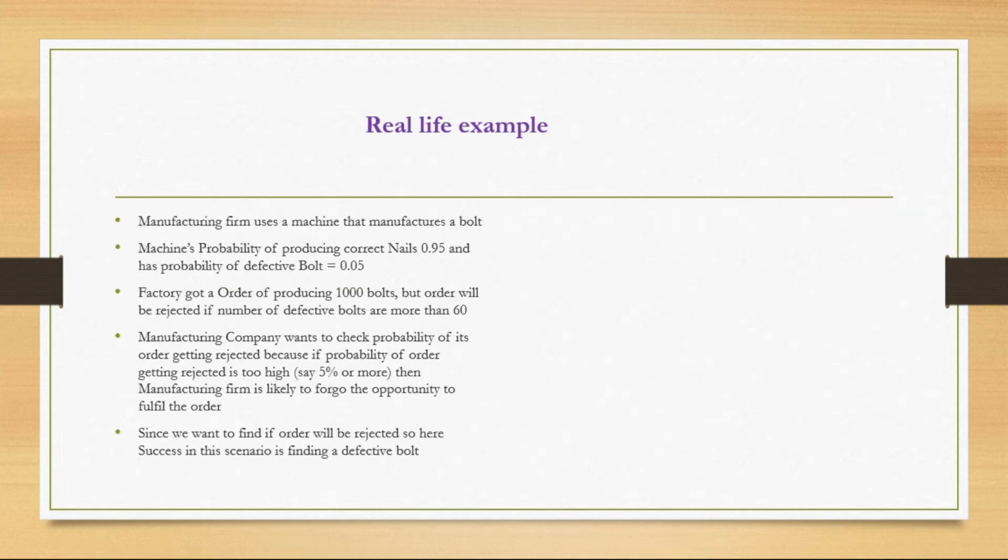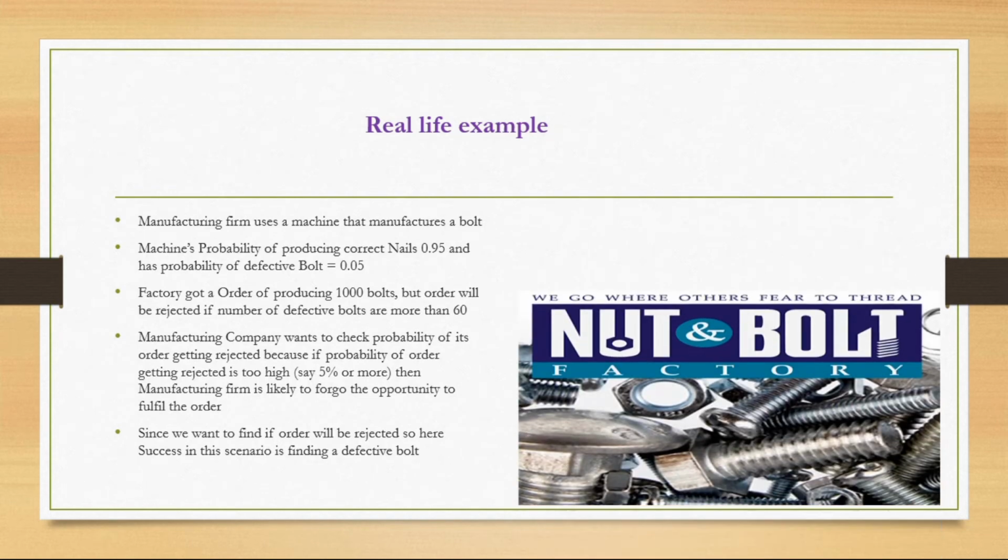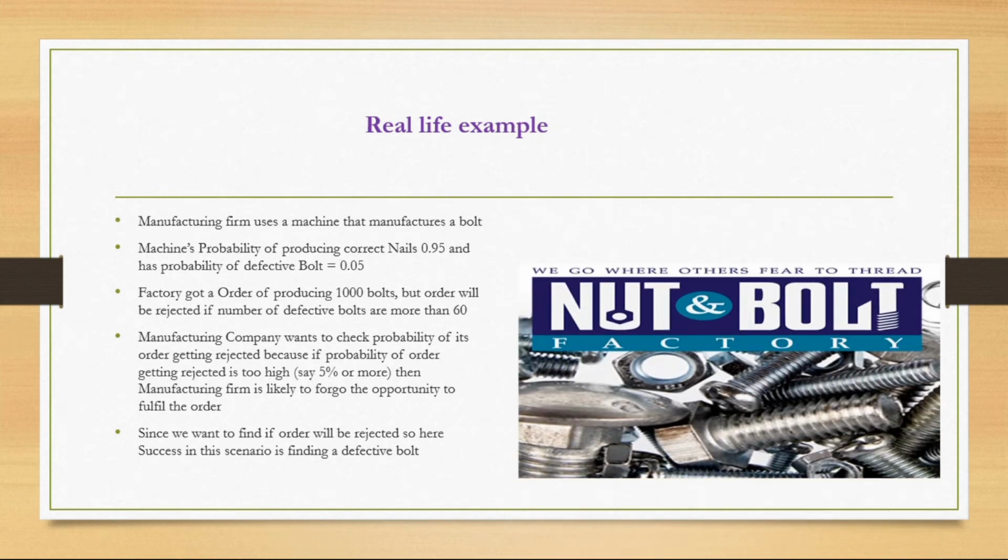Now let's look at a real-life example. A manufacturing firm uses a machine that manufactures nails. It has a probability of producing correct nails equal to 0.95 and a probability of defective nails equal to 0.05. The factory got an order of producing 1000 nails, but the order will be rejected if the number of defective nails is more than 60. The manufacturing company wants to check the probability of its order getting rejected.